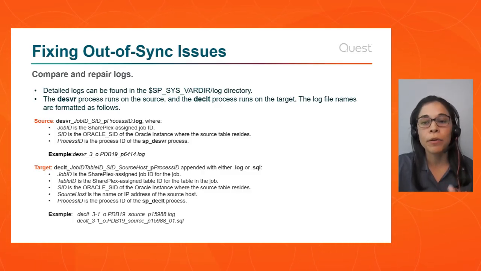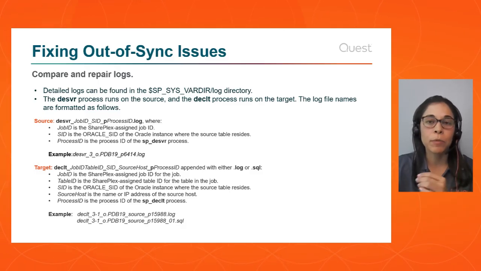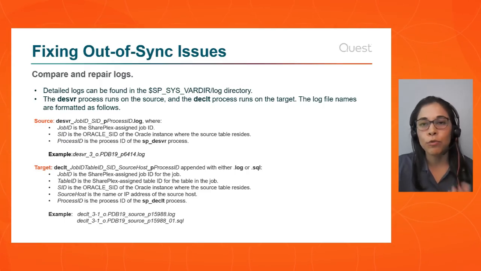Each log is uniquely named with the specific job ID, the SID of the Oracle database, and the process ID from the OS. It's going to help you identify, on the target side also, which repair job or compare job is running, and all the information related to the specific process that is running. It's going to pinpoint any issues during the process, so you can go directly to the specific log to find any kind of information for this compare and repair process.